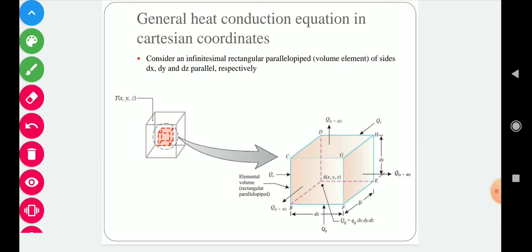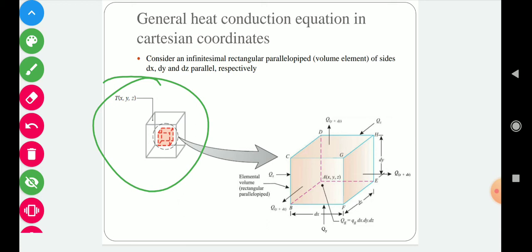So we start with the generalized heat conduction equation in Cartesian coordinates. For example, you have a body having dimensions in x, y, and z.